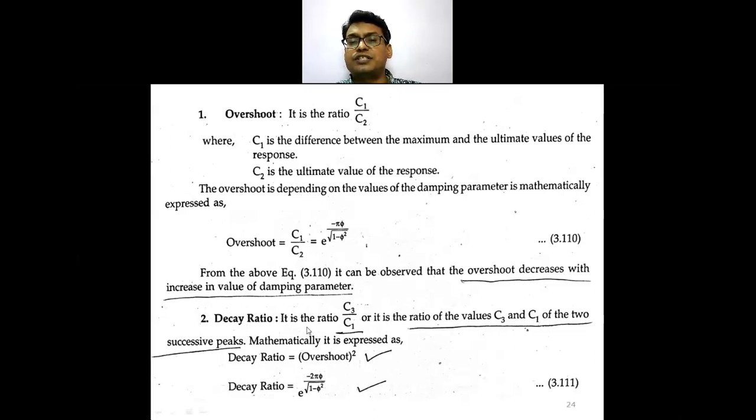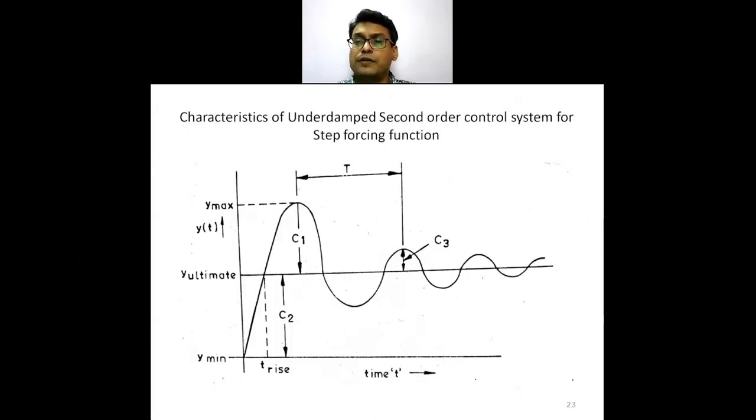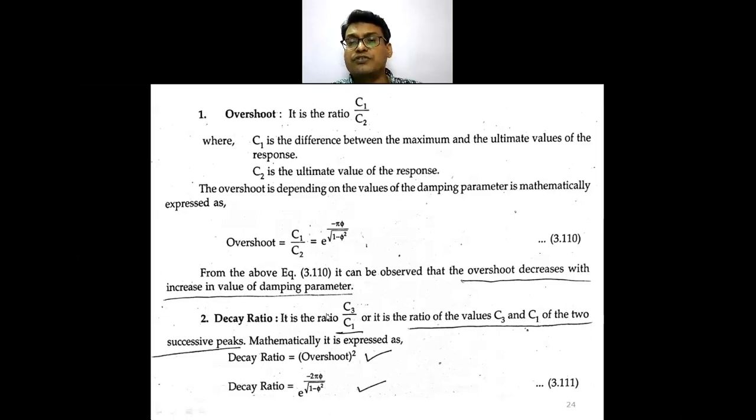The next terminology is the decay ratio. Decay ratio is the ratio of C3 upon C1, the ratio of the values of the successive peaks. Now C3 is again the y maximum and the y ultimate, but it is for the second peak. Because there is a damping parameter, there is a decrease in the oscillation. So C3 will have a different value and C1 will have a different value. So it's a ratio between C3 and C1. C3 upon C1 is called the decay ratio.